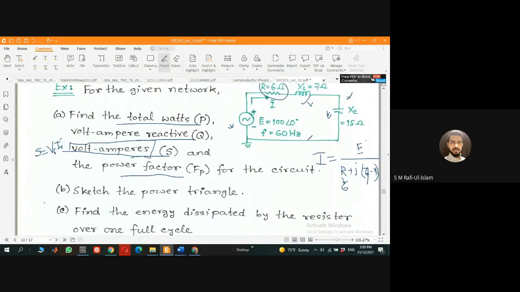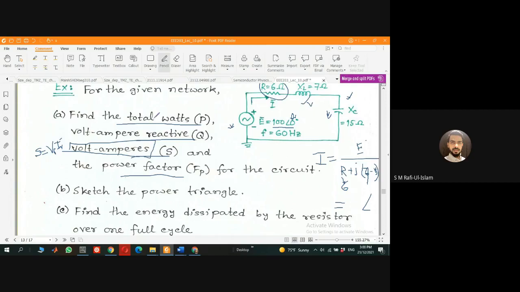If I use this expression, then we can calculate the current value. But this current is a complex number, right? It should have a magnitude and a phase angle as well. We know theta V. Since it is expressed in terms of a phasor, it is an RMS value, so we don't need to convert it any further. Similarly, the current value will be the RMS value.